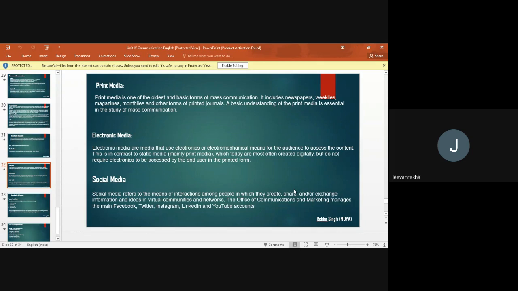Now, what is social media? Social media refers to the means of interaction among people in which they create, share, and/or exchange information and ideas in virtual communities and networks. Like Facebook, Twitter, Instagram, LinkedIn, and YouTube accounts and all. That is social media.